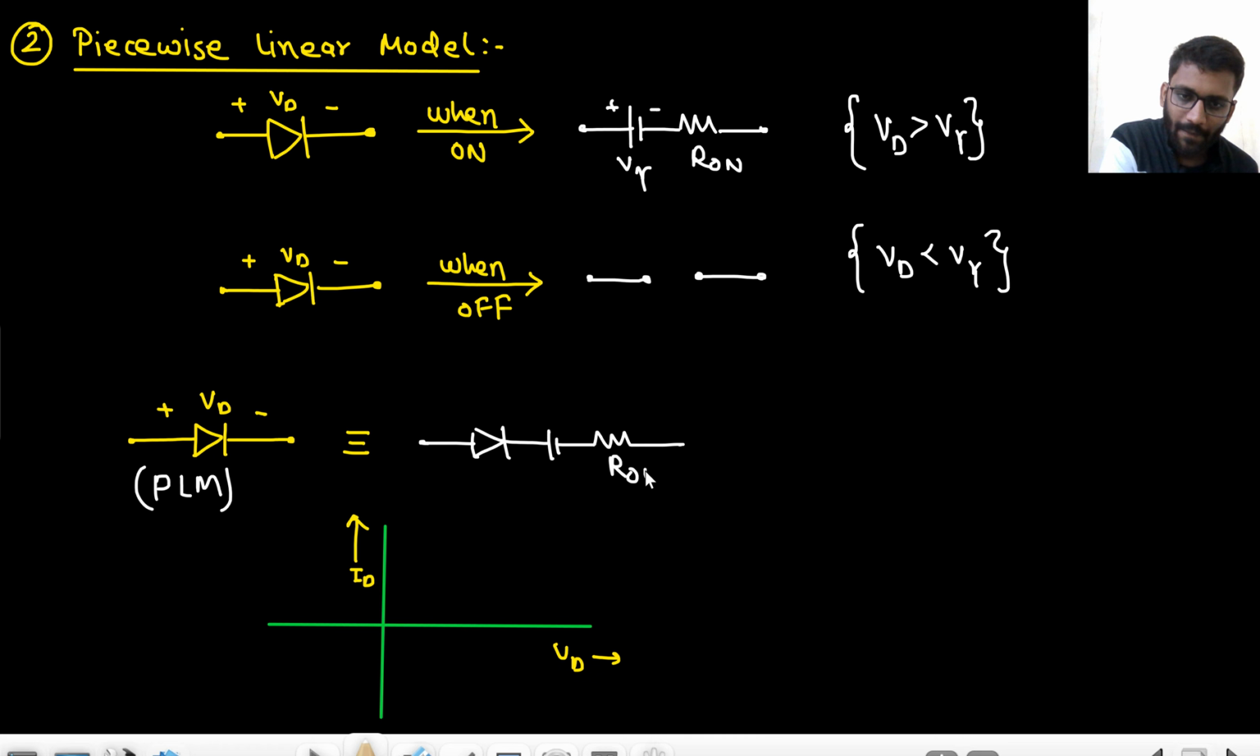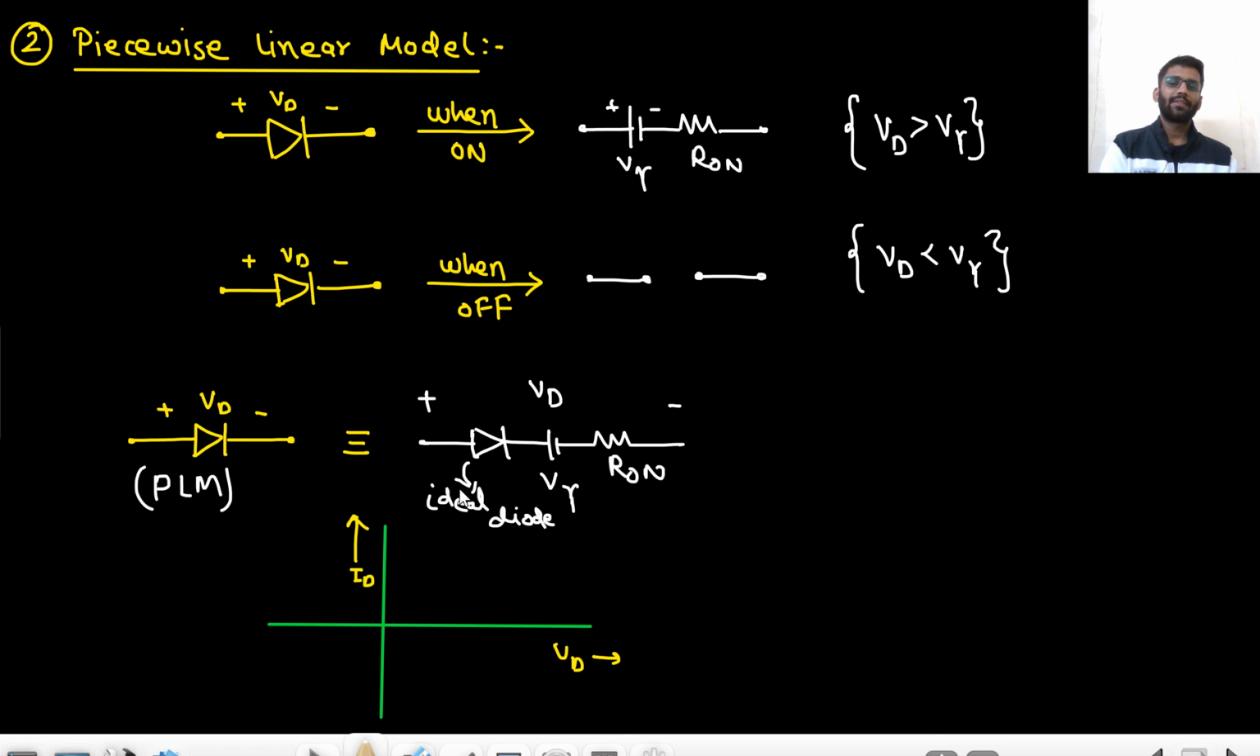R on V gamma. Now, this diode is an ideal diode. Are you getting my point? If you have understood, tell me. Did you understand this? How did I replace this?